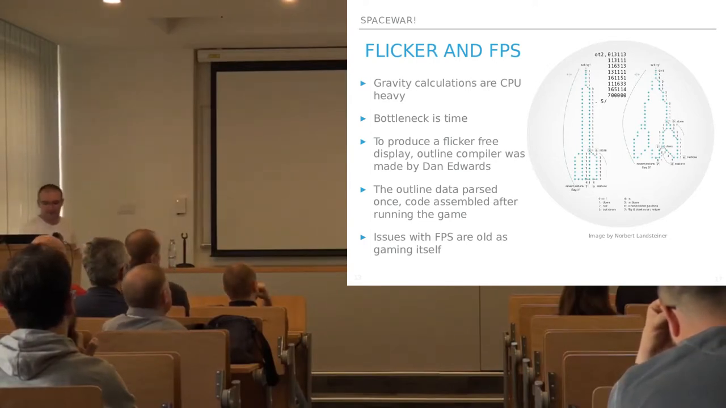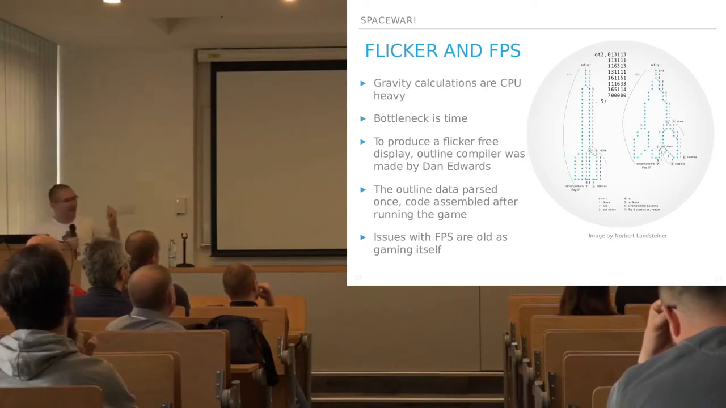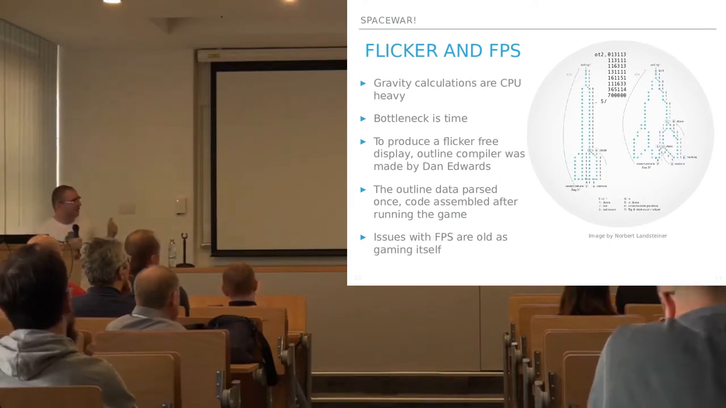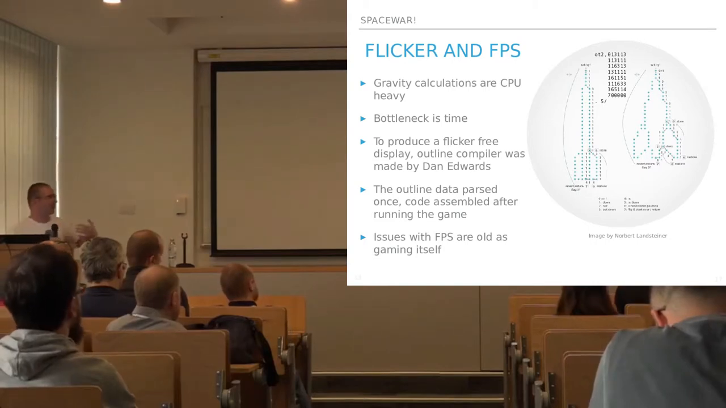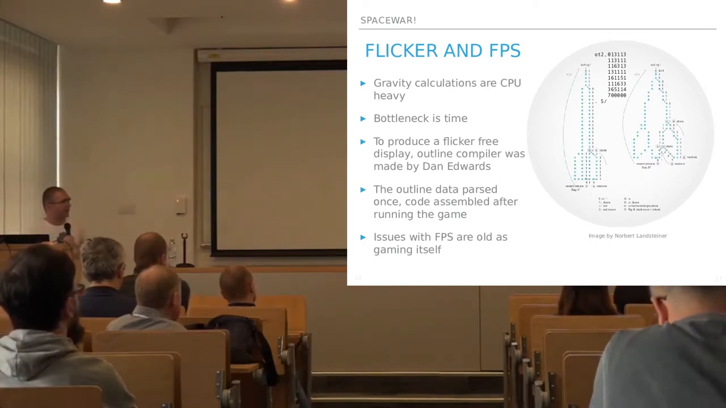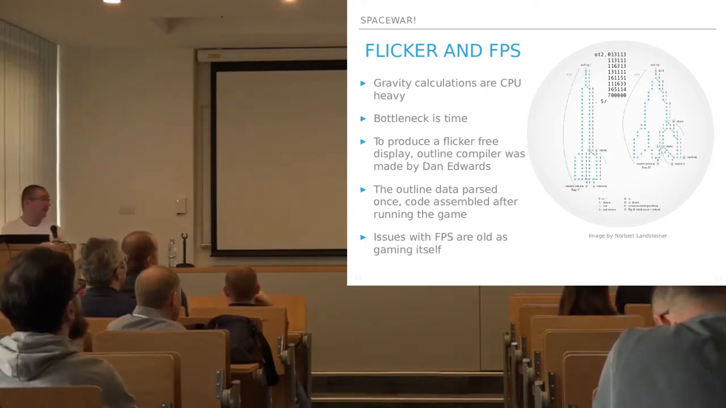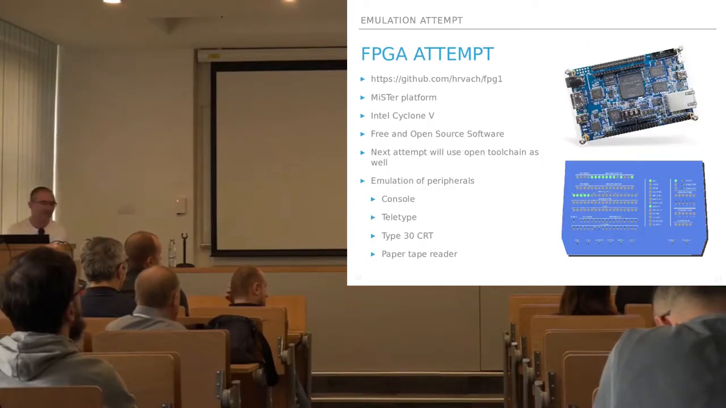So to produce a flicker-free display, there was something called the outline compiler made by Dan Edwards. That was the guy you might have seen a few slides back playing SpaceWar. He was the guy on the left. And this routine, executed once per game, parsed the ship's data and generated executable code, which was then used, and it was very fast, and it improved the FPS. So the issues with FPS are basically as old as gaming itself.